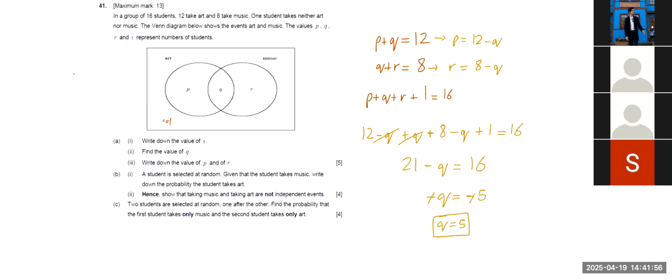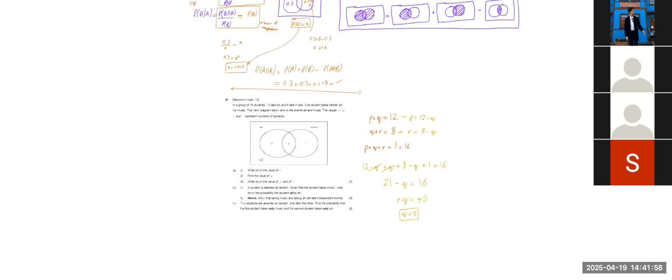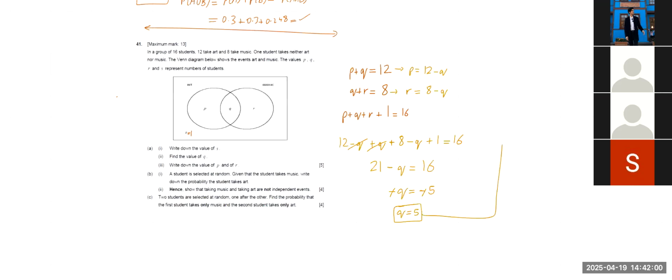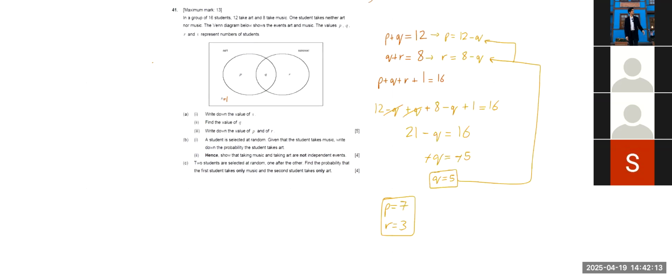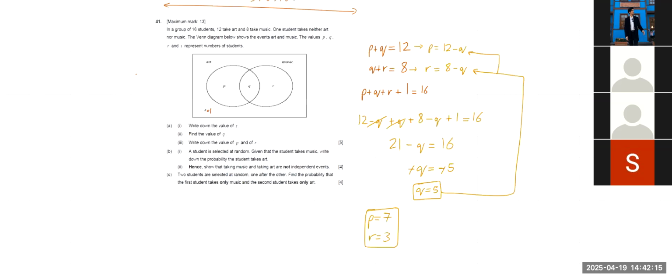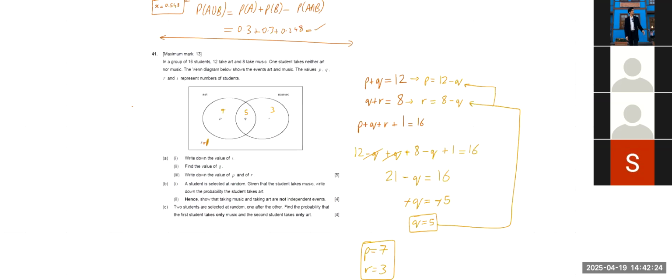So using Q, we can now find R and P easily because we can just plug it back here and back here, right? So P is going to be 12 minus 5 and R is going to be 8 minus 5. So we have found P, Q, R, and S. Just to confirm, P is 7, Q is 5, R is 3, and S is 1. If I add all of these up, they will be 16. 7 plus 5 is 12, 12 plus 3 is 15, 15 plus 1 is 16, exactly as expected.